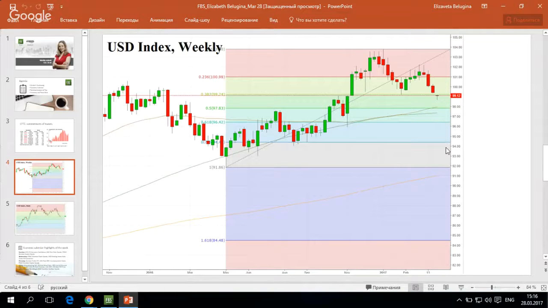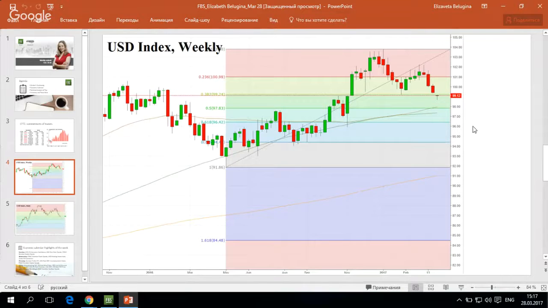located at 97.83, and closely there in the area of 98 points for the US dollar index, we can see the 50-week moving average. This is the support level.